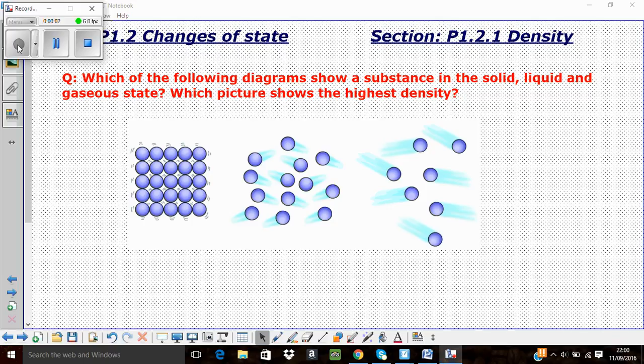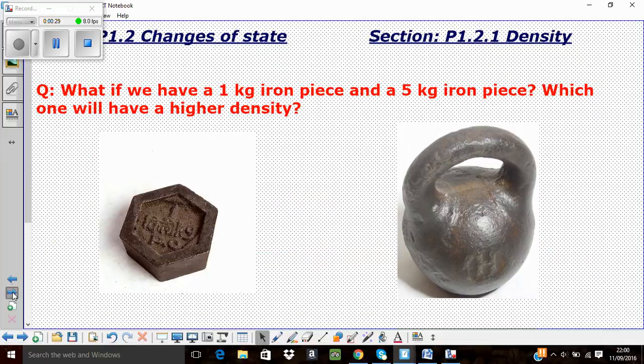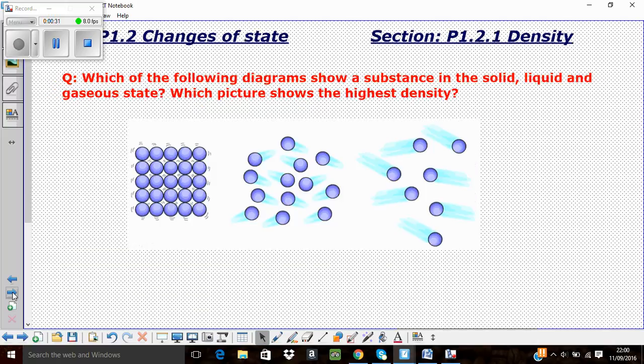Moving forward with section 1.21 density question, which of the following diagrams show a substance in the solid, liquid, and gaseous state? Which picture shows the highest density? Now, if we look previously, we've seen that density shows how packed together the molecules are in a material. That means more packed molecules means a higher density, less packed molecules means a lower density.